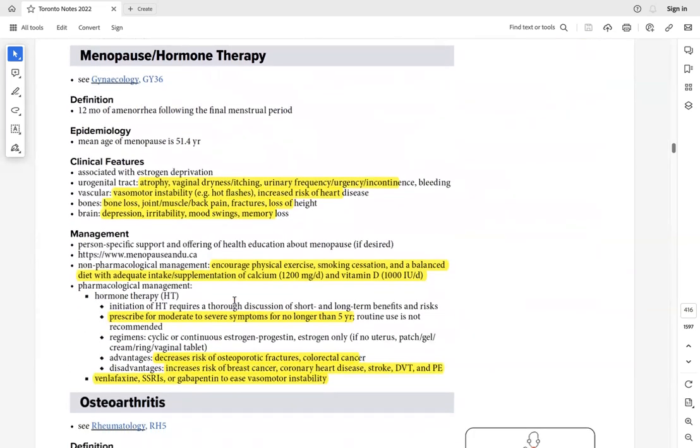Then we have menopause. Menopause is very important. And along with this, hormone replacement therapy is also very important. I will cover this in gynae because we have a proper chart and table over this. I want to cover it over there, so we will do it over there.